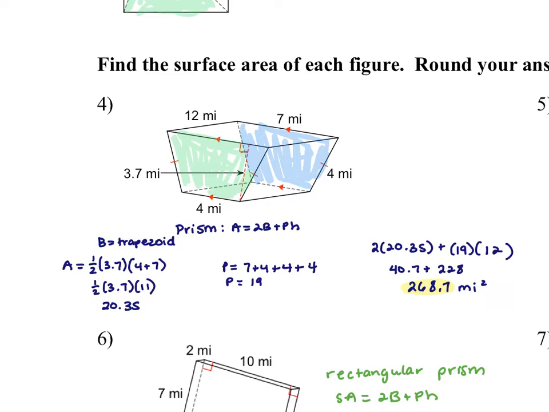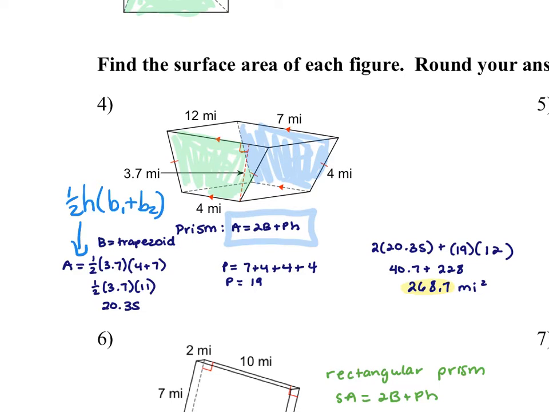So for a prism, the formula that you're going to memorize is 2 times the base area plus perimeter of the base times the height of the prism. So my base is a trapezoid. Remember, your formula for area of a trapezoid is 1/2 height and then base 1 plus base 2. And right here is where we're calculating the area of that base. So base 1 is going to be 4, base 2 is 7, and the height is the 3.7.